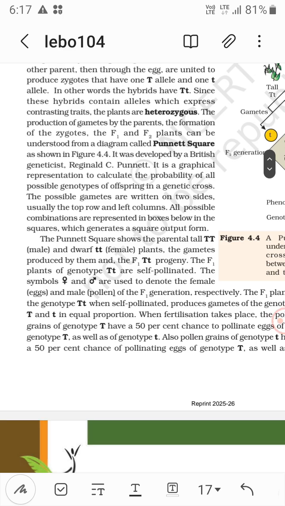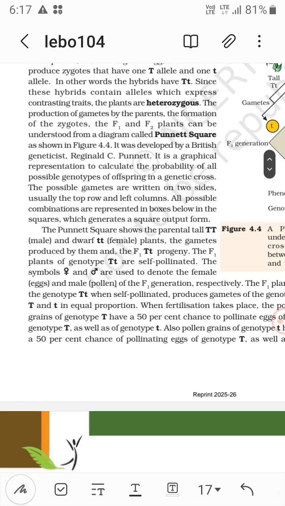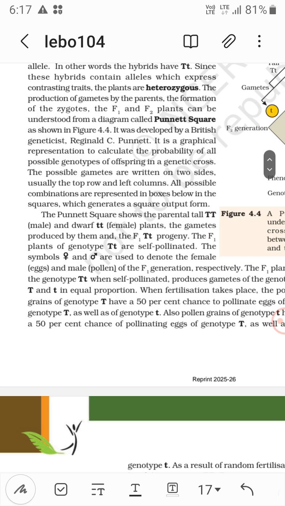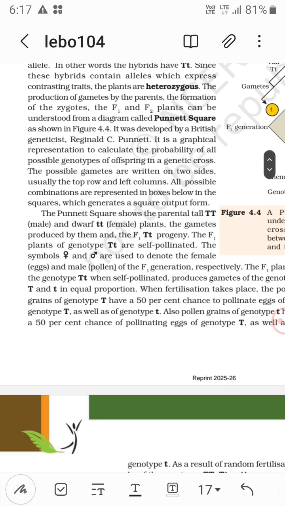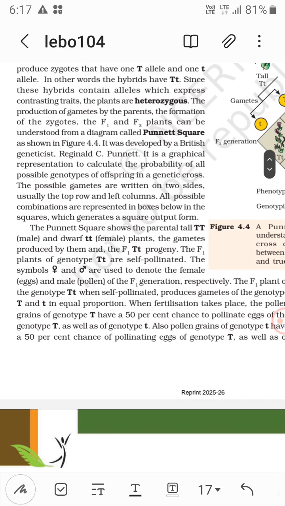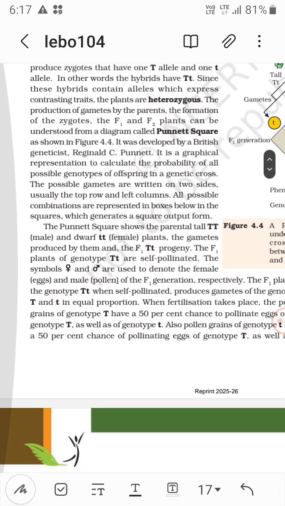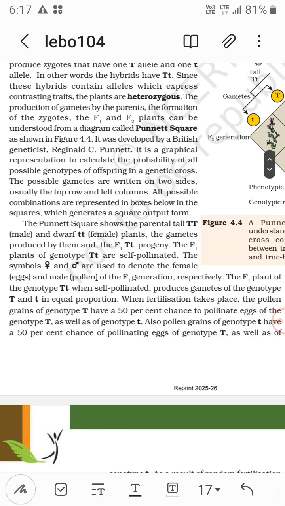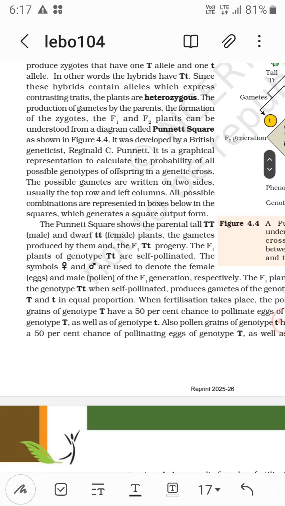The possible gametes are written on the two sides, usually the top row and left column. All possible combinations are represented in boxes below in the squares, which generates a square output form. The Punnett square shows the parental tall capital T male and dwarf small t female plants, the gametes produced by them, and the F1 capital T small t progeny. The F1 plants of the genotype capital T small t are self-pollinated.